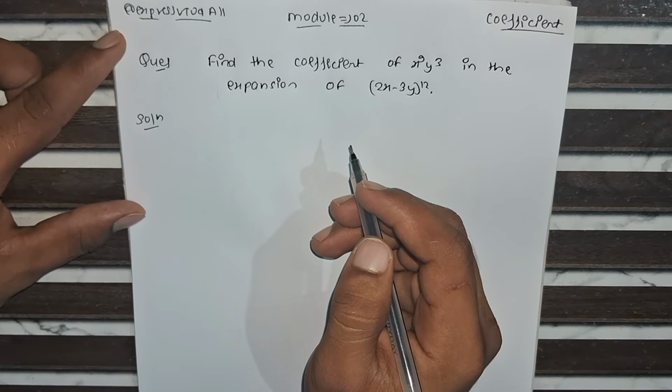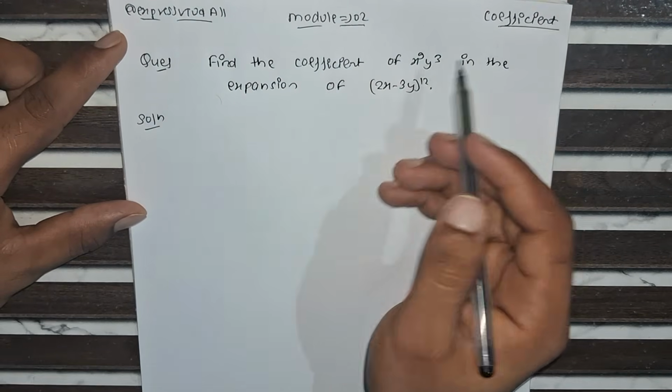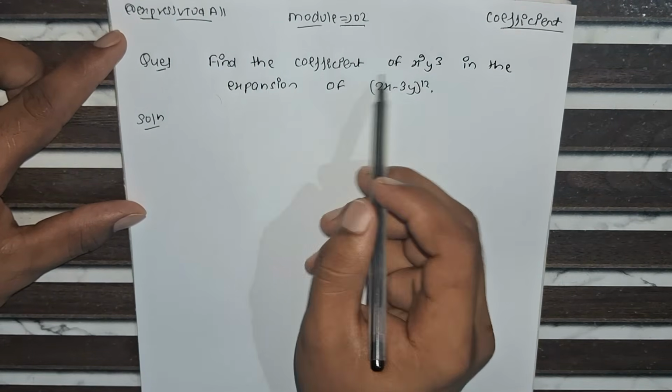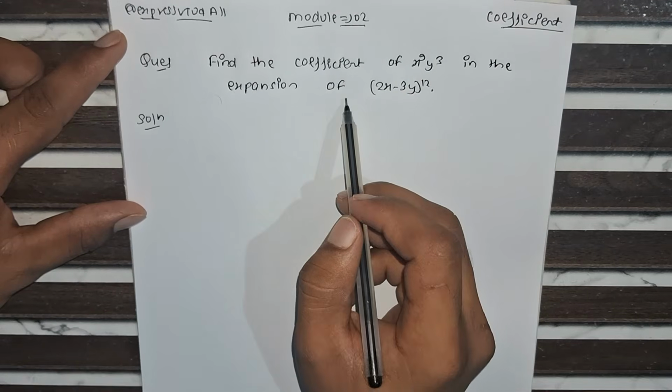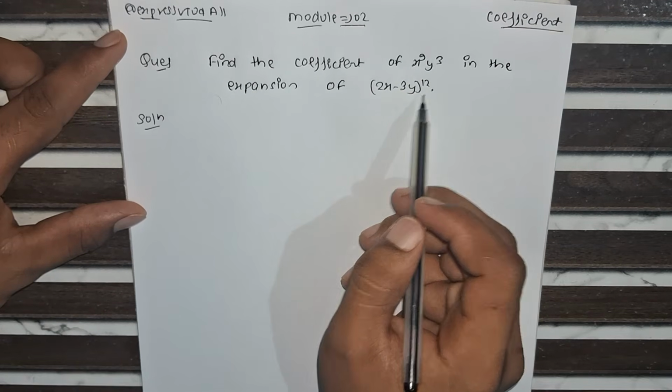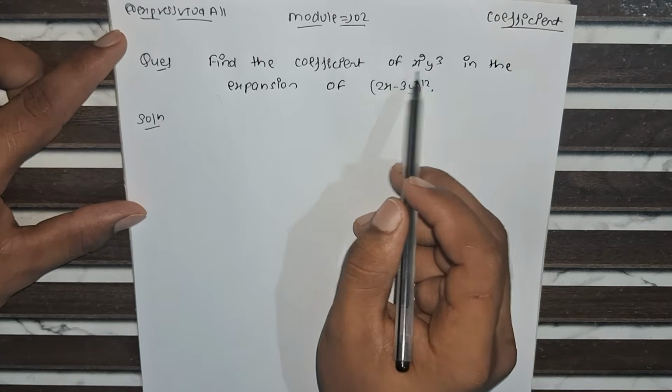In this video, we are going to solve a very important problem from Module 2 which is based on coefficient. So the question is: find the coefficient of x to the power 9 y to the power 3 in the expansion of (2x minus 3y) to the power 12. So in the expansion, we have to find the coefficient of x to the power 9 and y to the power 3.